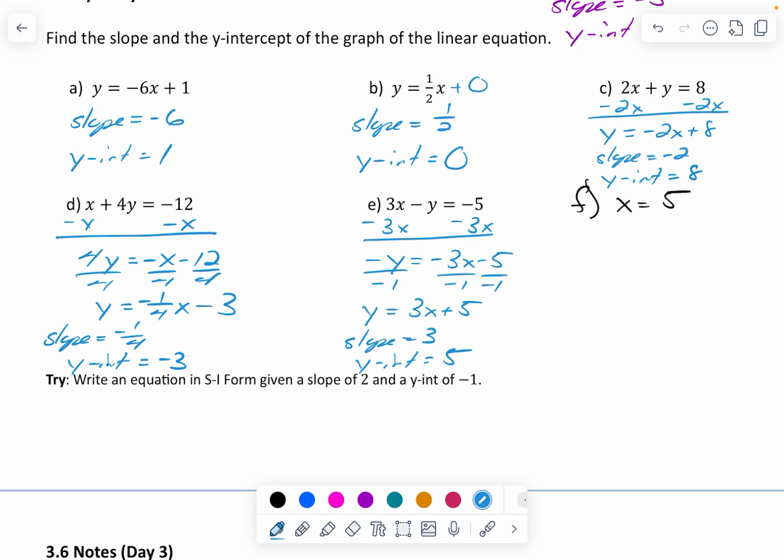X equals 5. Remember this means this is going to look like this. Suppose this is 5. It's going to be that vertical line. Oh, vertical line. So this is slope, undefined, y-intercept, none. So this is that weird one.